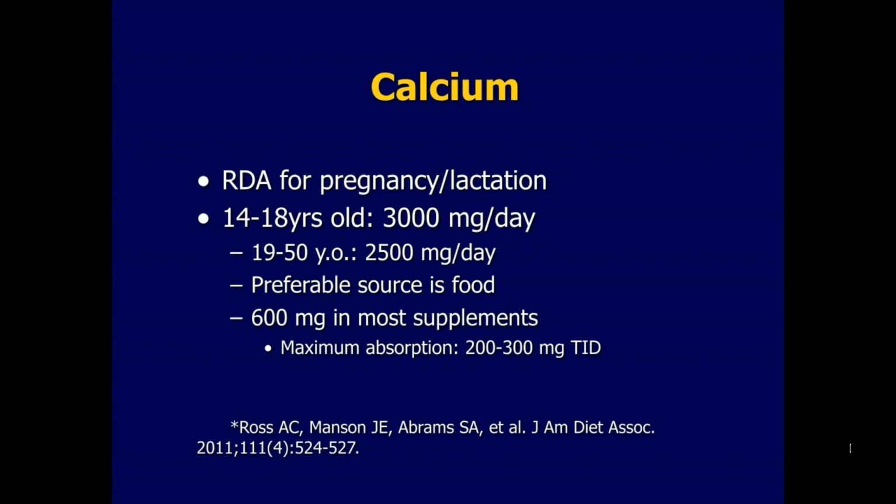And the best absorbed form, I would say, is calcium citrate rather than the carbonate. In most supplements you can find 600 milligrams. The best absorption happens when you're splitting the doses, always, not overwhelming the body. So the absorption is really good. Splitting the dose into 200 to 300 milligrams 3 times, or maybe 500, 2 times, is always better.